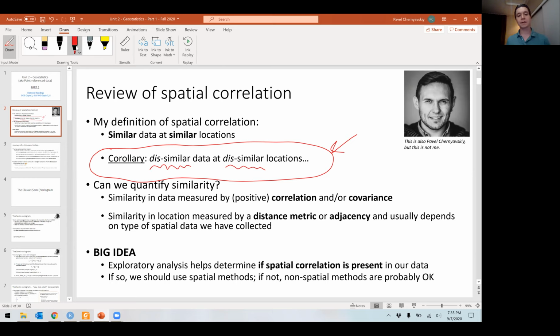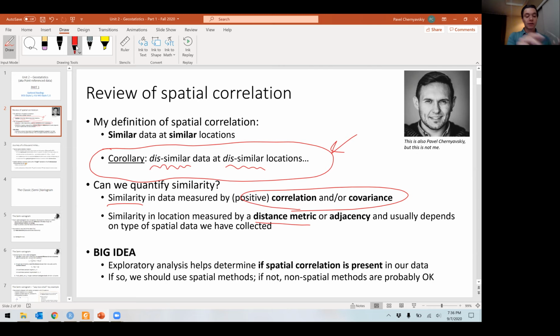So dissimilar data means we're going to be looking for differences in the data at locations that are basically far apart. If the similarity in the data can be measured by positive correlation, we'll take a look in just a couple of slides at how we measure dissimilarity in the data. And for dissimilarity in location, of course, we'll be using a distance metric, and locations are going to be dissimilar when they're far apart according to some distance metric.